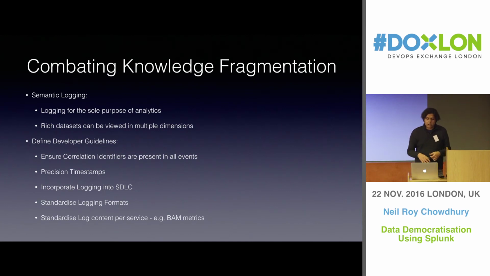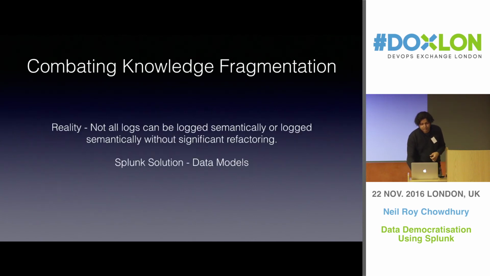And then essentially when you're federating and setting these guidelines with your developers, it is important, especially in a microservices architecture, to ensure that you actually have correlation identifiers in your data so you can actually retrieve a trace of whatever happened all the time. And it goes without saying you want to have high precision timestamps to order your data correctly. And then, like I said, you want to incorporate that into your software development cycle. Standardize your log formats, it's all standard stuff, right?